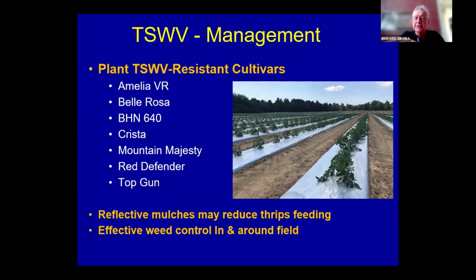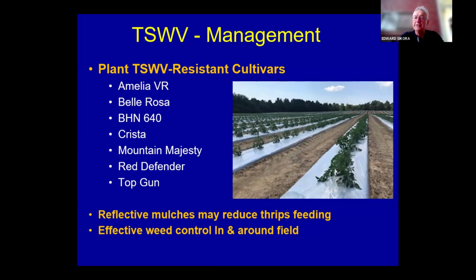The reflective mulch, this is a raised bed with silver reflective mulch. Most growers use black mulch in the spring to warm the beds up, or white mulch in the summer to basically cool the beds down for the root system. North Alabama, because they had such significant virus problems for many years, they've gone to reflective.